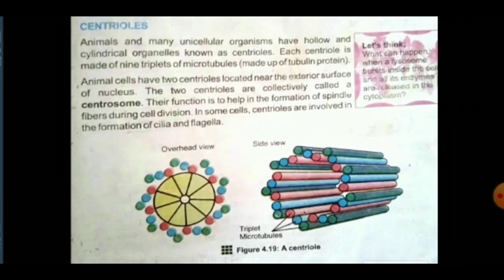What is the function of centriole? They are involved in spindle formation during cell division and also in the formation of cilia and flagella.